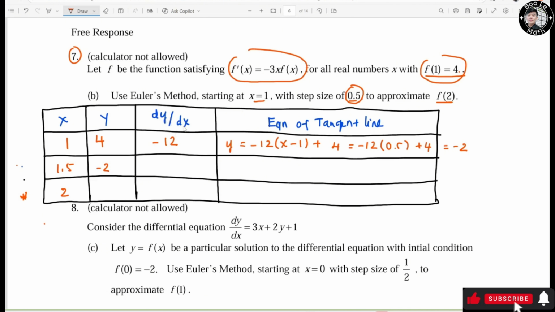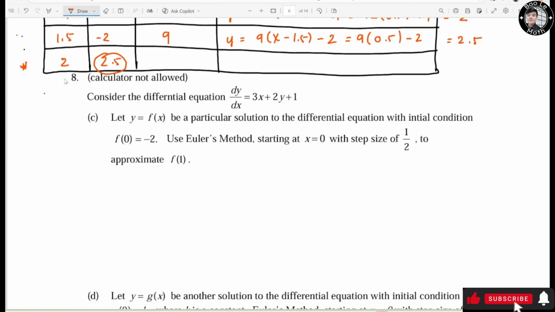Now the new dy over dx is -3 times 1.5, which is -4.5, times -2, which is 9. So y equals 9 times (x minus 1.5) plus -2. Substituting x equals 2 right here, 2 minus 1.5 is 0.5, times 9, minus 2, so it's 2.5. We put 2.5 right here. This one is the final answer.